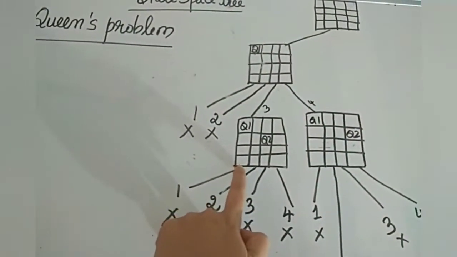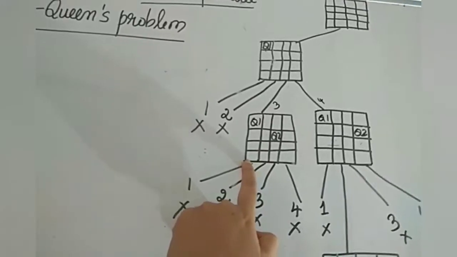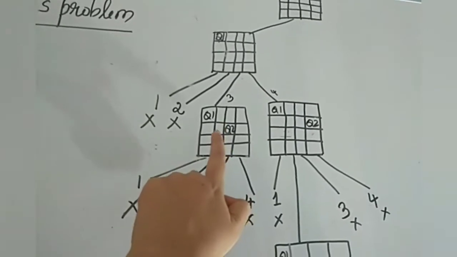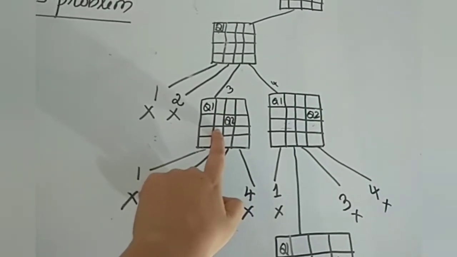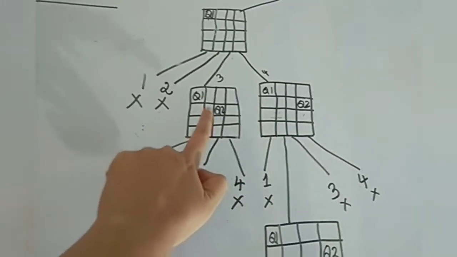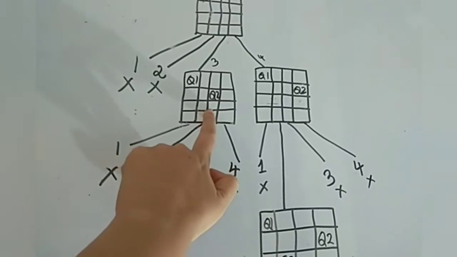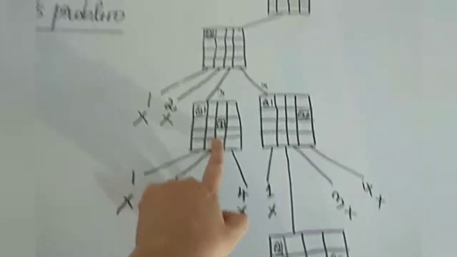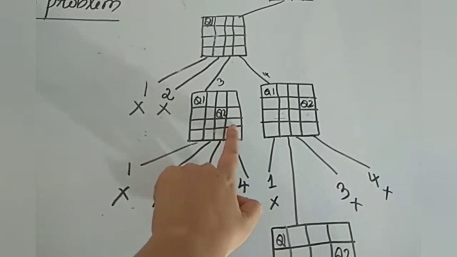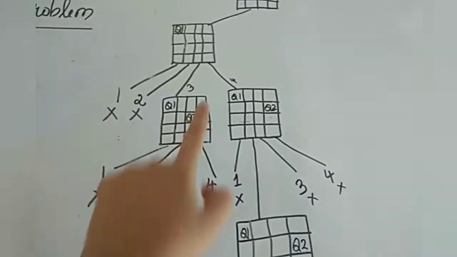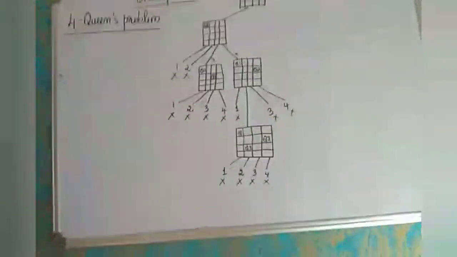Let us check whether we can place it in column 1. Not possible. Q1 will attack it. Can we place it in the second column, here? No, that is also not possible because it will be diagonal with Q2. Next, can we place it in the third column? That is also not possible because it will be in the same column as Q2. Not possible. Next, let us check the fourth column. The fourth column is also not possible. It will be diagonal with Q2. So in all 4 columns, it is not possible.